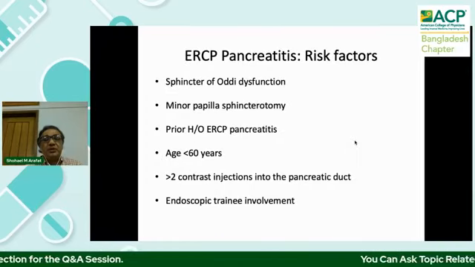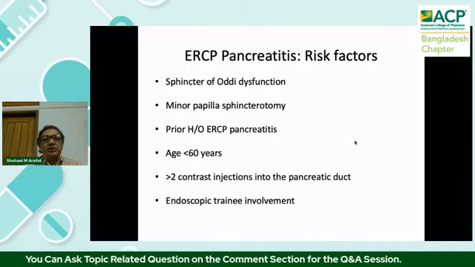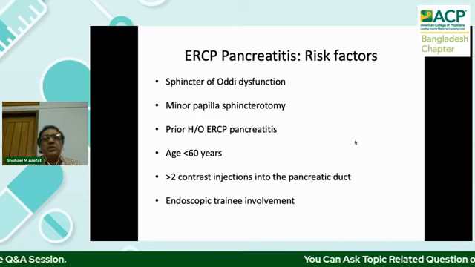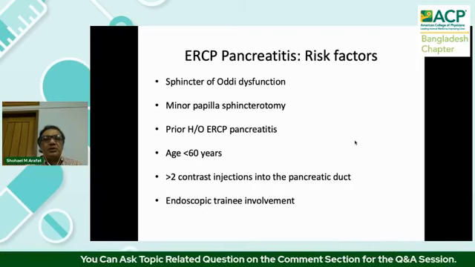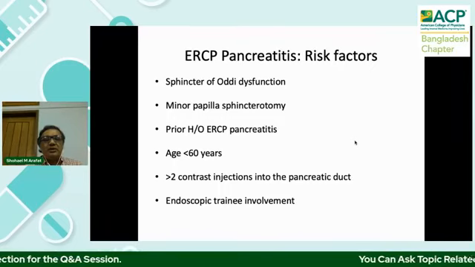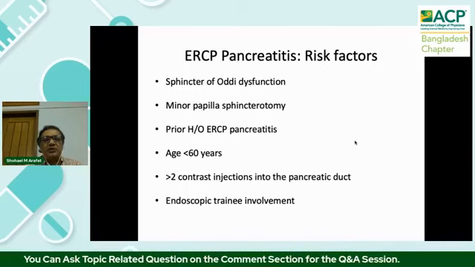These are the few patient conditions which might lead to post-ERCP pancreatitis. In these cases we have to be very careful, like sphincter of Oddi dysfunction and minor papilla sphincterotomy. That is not only in the case of an acute setup; in any setup, these risk factors may invite the danger of pancreatitis. So, prior history of post-ERCP pancreatitis, age less than 60 years, and more than two contrast injections in the pancreatic duct. At the end, endoscopic trainee involvement. So ERCP by a trainee might sometimes be risky if it is not properly supervised.